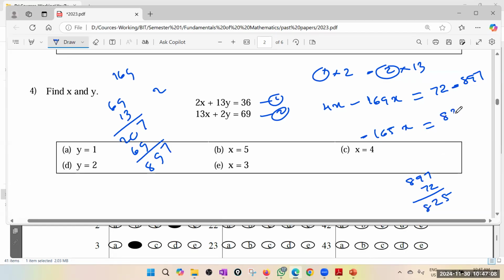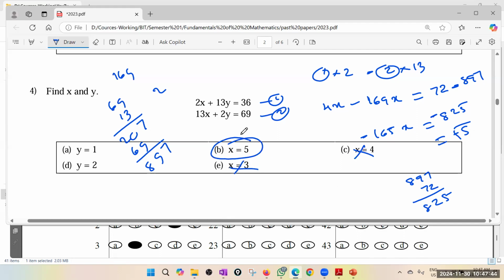825. Okay, so is it 5? Minus 5. 5 into 5 is 25. 5 into 6 is 30, 32. Yes, it's minus 5. But we don't have minus 5. This is also negative. So negative cancel out, plus 5. Yes, x is 5. X is 5 is the answer.